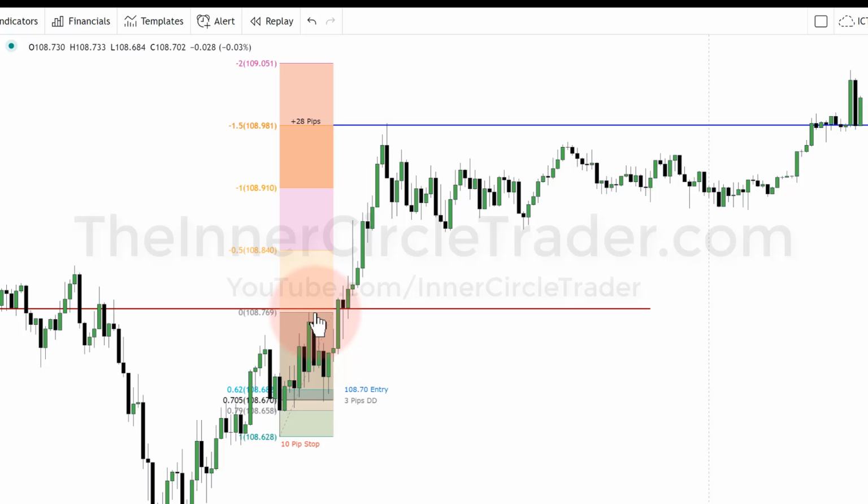We have the low to the high, optimal trade entry dropping down in on the candle at 10:25 New York time. Hypothetical entry would be 108.70, and the entry would have suffered 3 pips drawdown, 10 pip stop loss, which takes us at 108.60.